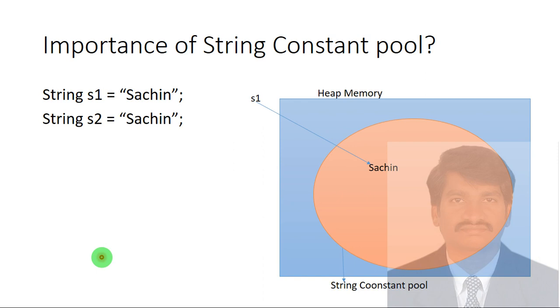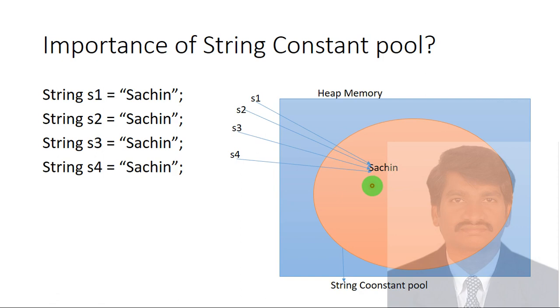Next time when you try to create String s2 is equal to Sachin, since the object is already present, it will not create a new object. s2 also will point to the same object. Next, when I am trying to create the third object with content Sachin, again it will check, since the object is already present, it will point to the same object. String s4 is equal to Sachin, s4 will point to the same object. String s5 is equal to Sachin, s5 is also pointing to the same object.